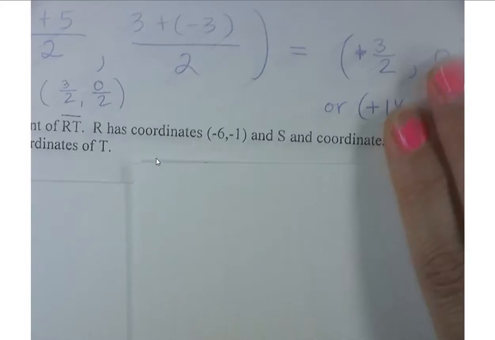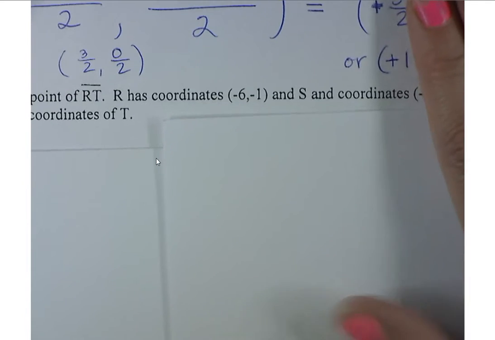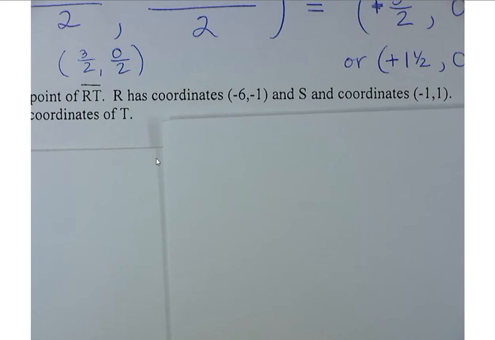All right, now let's do the next example. S is the midpoint of RT, and you're given 2 coordinates. It says find the coordinates of T. With this one, in addition to setting up your equation, I want you to also draw a picture of the situation. Go ahead and give that a try.